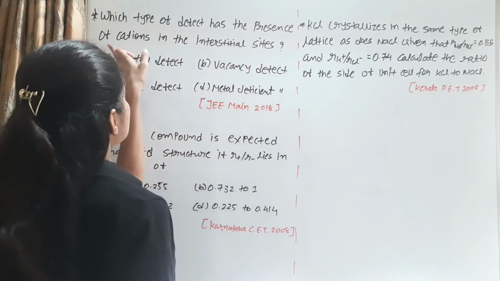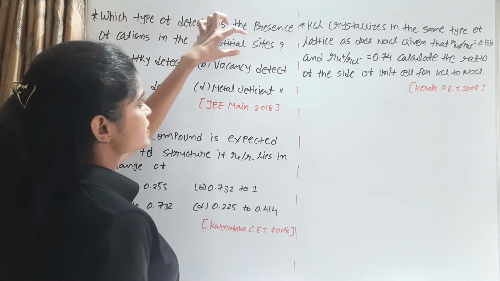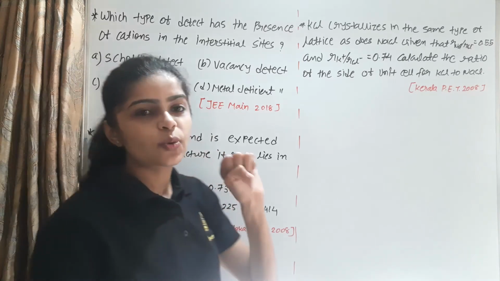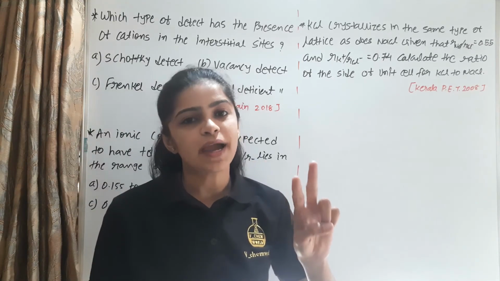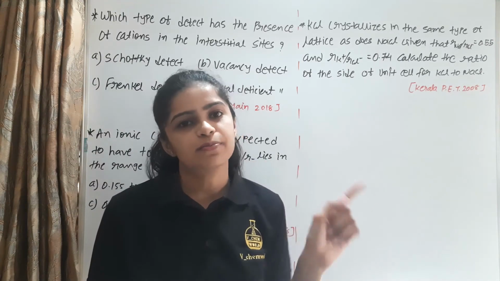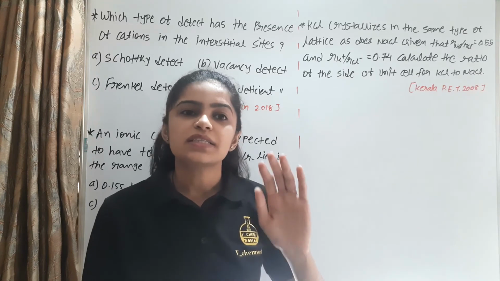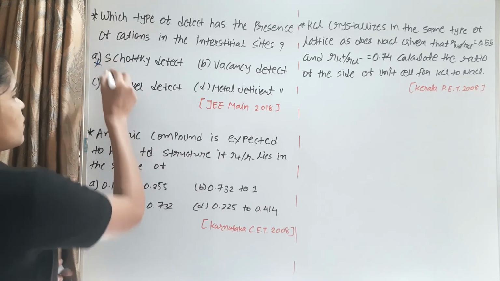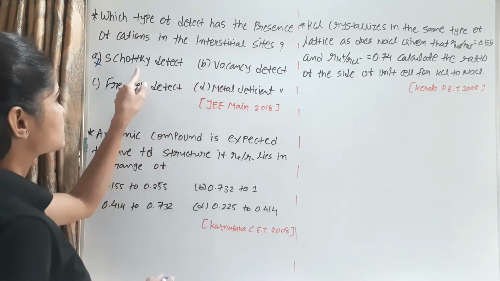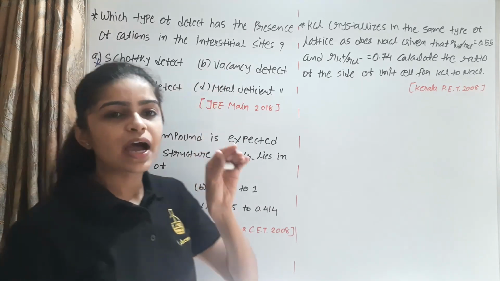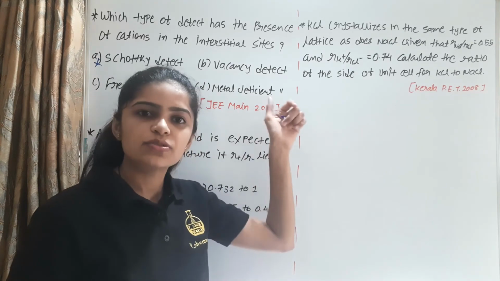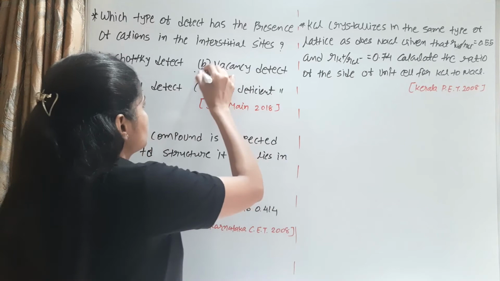Which defect has the presence of cations in the interstitial sites? First is the Schottky defect. In the Schottky defect, there is a missing of ion pairs, meaning both the plus and minus ions, and its interstitial sites are vacant. So this is wrong. The vacancy defect is the same as this, where an ion is missing from its own site and the vacant space remains. So it is known as the vacancy defect.